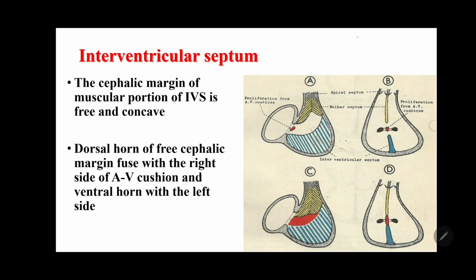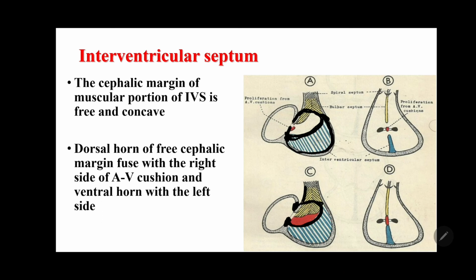So what happens here? This primitive interventricular septum, which is muscular, has two margins. The cephalic margin is concave and it has right and left margins. So that will go and also form the connection with the endocardial cushions, which are forming the AV canal separation, AV walls. So what happens here?